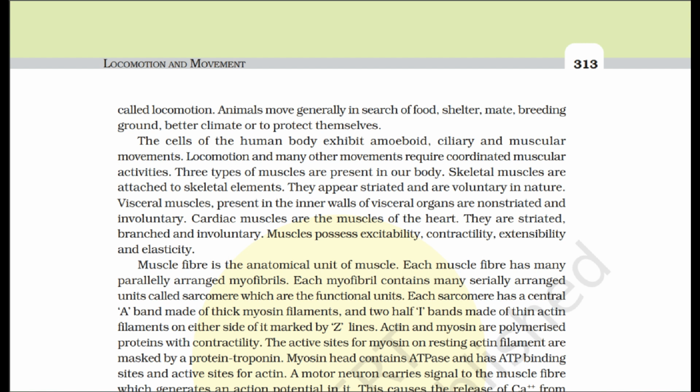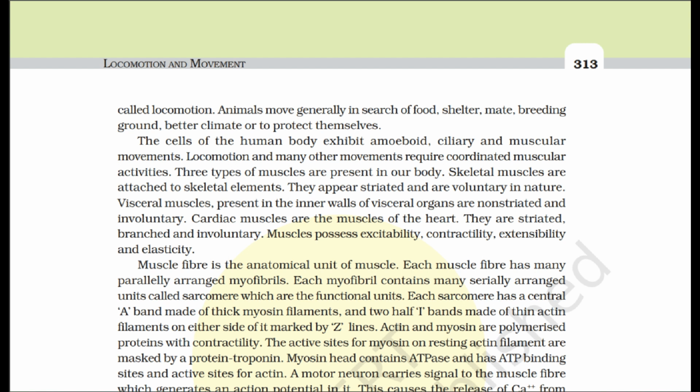Locomotion and many other movements require coordinated muscular activities. 3 types of muscles are present in our body. Skeletal muscles are attached to skeletal elements. They appear striated and are voluntary in nature. Visceral muscles, present in the inner walls of visceral organs, are non-striated and involuntary. Cardiac muscles are the muscles of the heart. They are striated, branched, and involuntary.